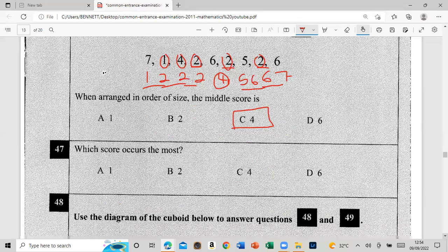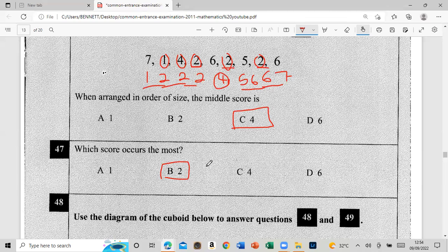Another way. Which score occurs the most? And that would be 2. Right? So 2 is there 3 times. And that is what we call the mode. Another name for this is the mode. And this one that we found, the middle one, is the median.